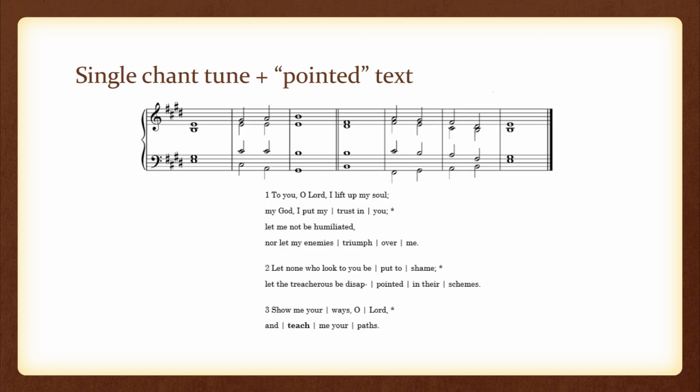You'll notice that the text has all sorts of markings. This text is called pointed text. The most important markings in pointed text are the vertical markings which coincide with the bar lines in the chant above it. In this psalm, you can see that the words, "To you, O Lord, I lift up my soul, my God, I put my," are all followed by a vertical line. This indicates the end of the first measure of music. All those words are sung on the reciting tone in the first measure.